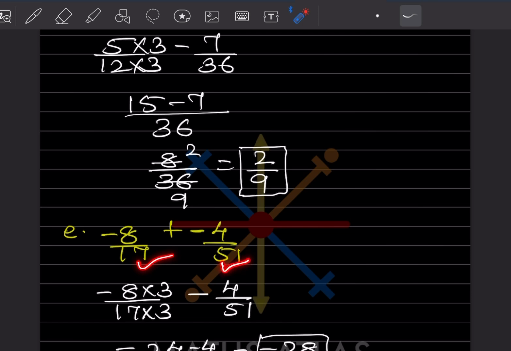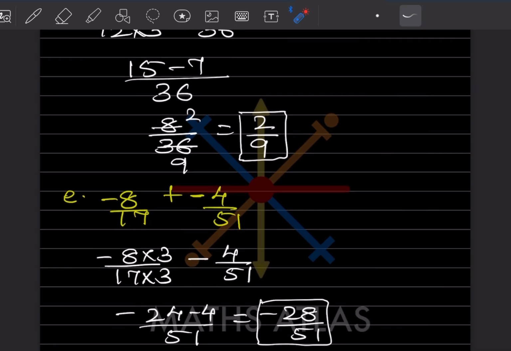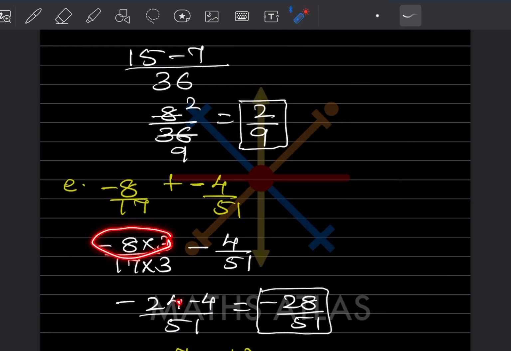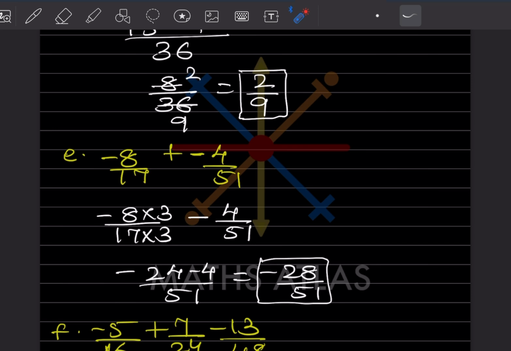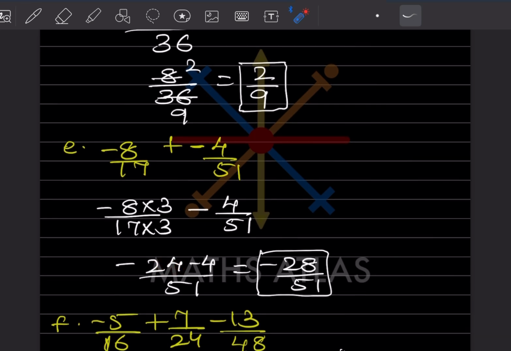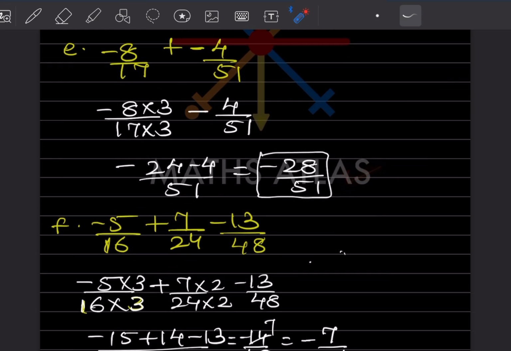Again here you can see the denominators are different. So you will take the LCM of it. The LCM will be 51. You can check later. So here you need your 17 3s are 51. So this is multiplied by 3, which means this also should be multiplied by 3. This stays the same. So this will be minus 24 minus 4 by 51. So now again here minus 24 minus 4. Both are negative, so you are going to add them. That is going to be 28, but keep the negative sign. So minus 28 by 51 is the answer.